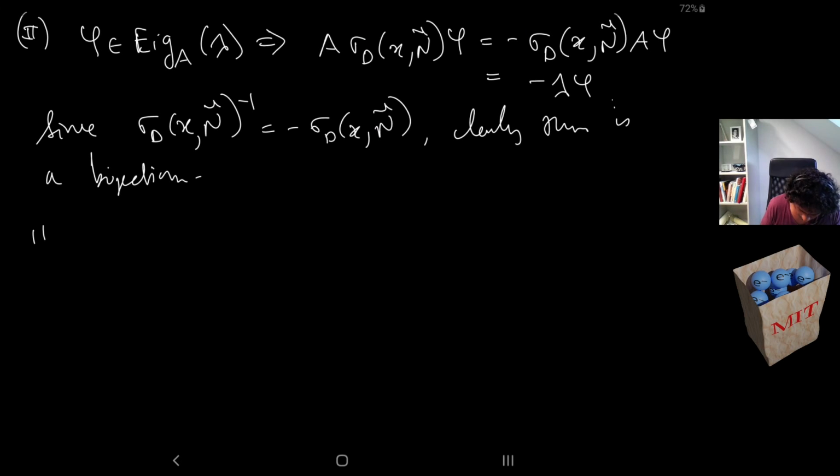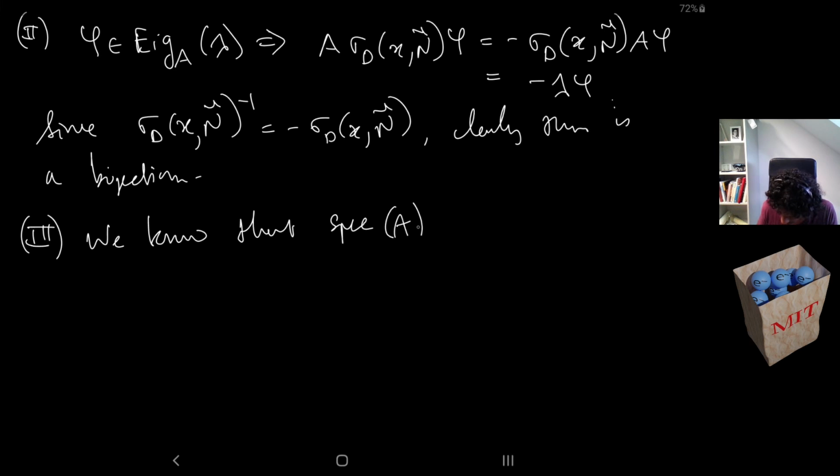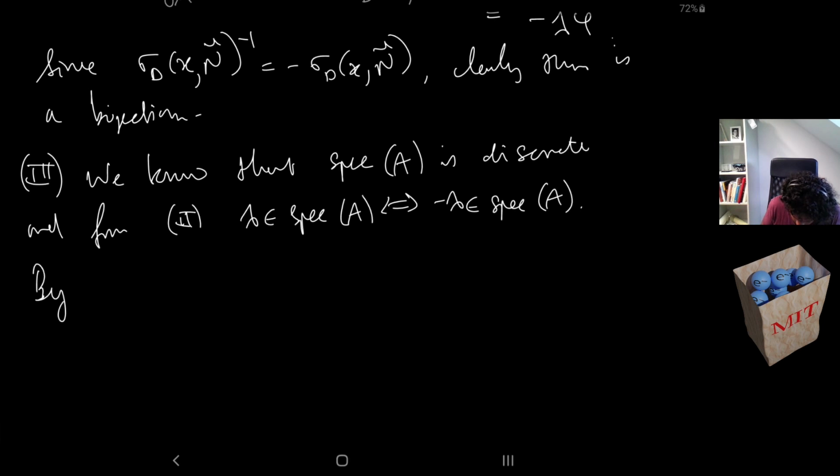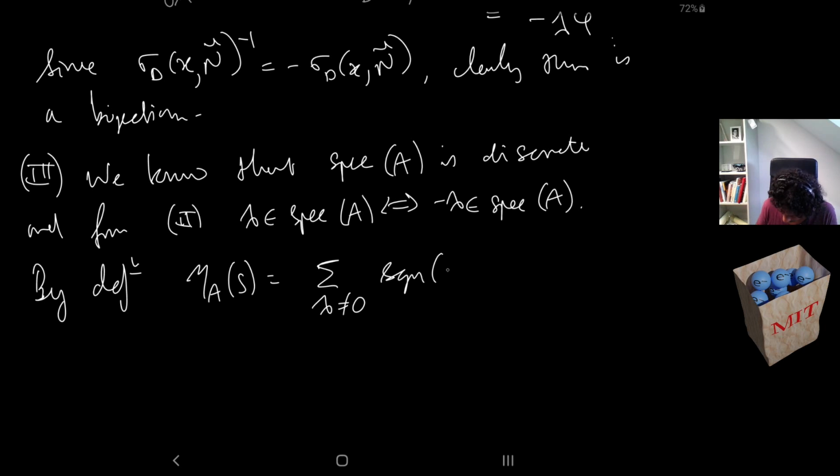Okay, so the third point comes from, we know that the spectrum of A is discrete, and from 2 we have that lambda is in spec of A if and only if negative lambda is in spec of A. So by definition, the eta invariant is the sum over the non-zero eigenvalues of the signum of lambda, and that's going to be 0.